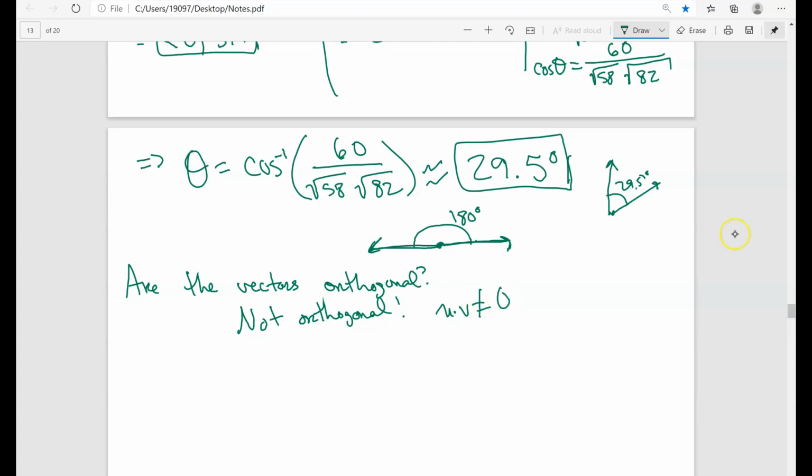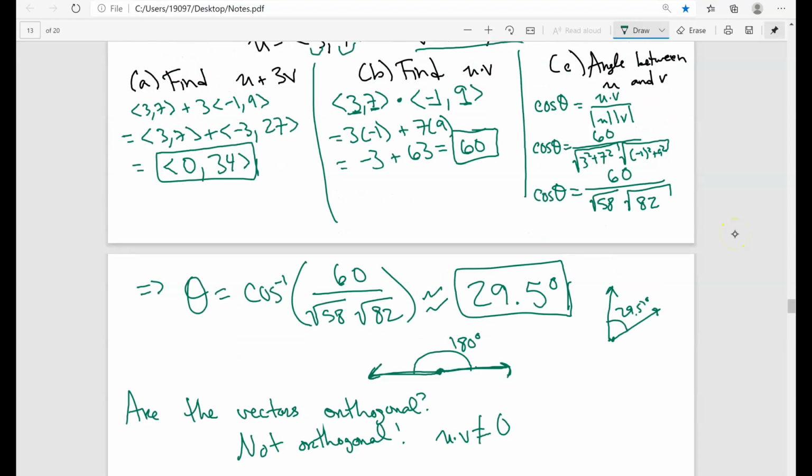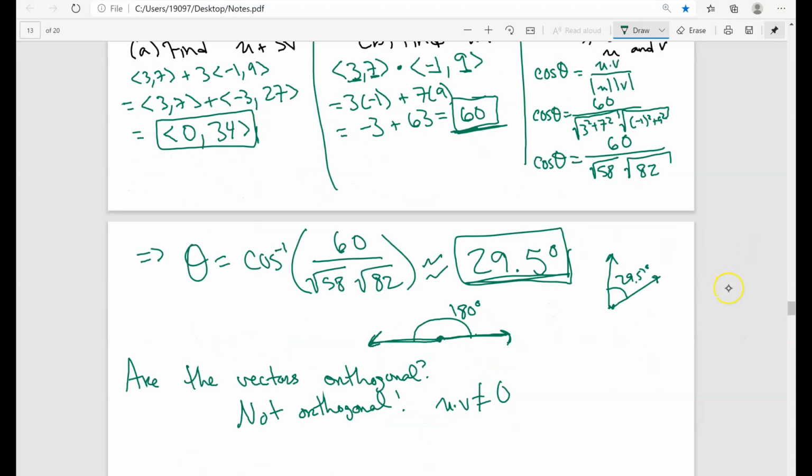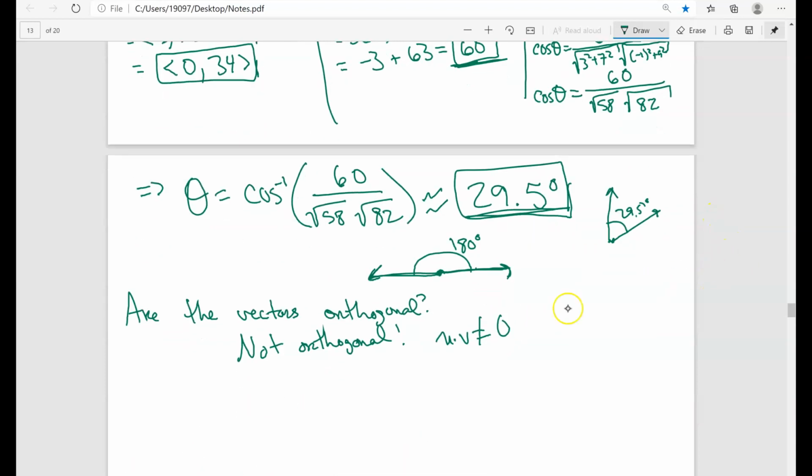So there's two different ways that you can do it. Part B can tell you that they're not orthogonal because the dot product is not equal to 0. Or you can look at part C because the angle is not 90. It doesn't form a 90-degree angle. So that's the reasoning why these would not be orthogonal.